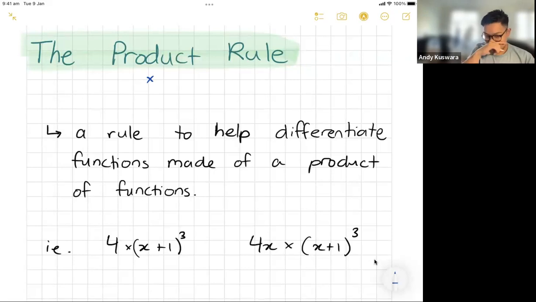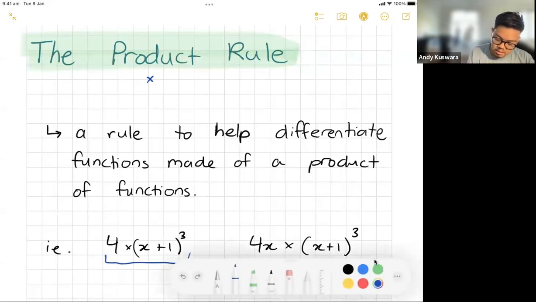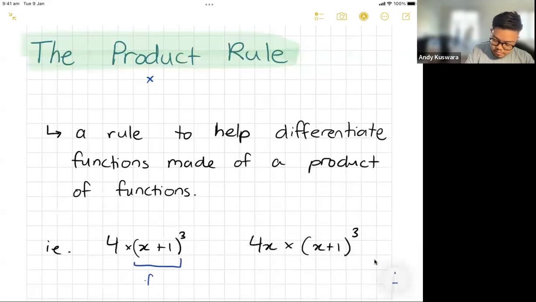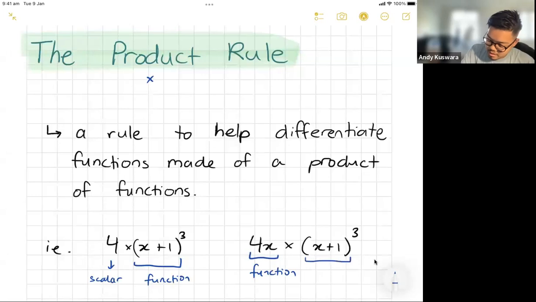Now, I've got two examples here. You'll see in this first one, that is a product, yes, but it is not a product of functions, because this one here is a function, and this one here is not a function because it doesn't have x. So we just call that one a scalar, or a multiplier. It's just a nice number. But in this next one, that's definitely a function because it's got x, and that's definitely a function. So we can use the product rule here. We don't need to use it here.